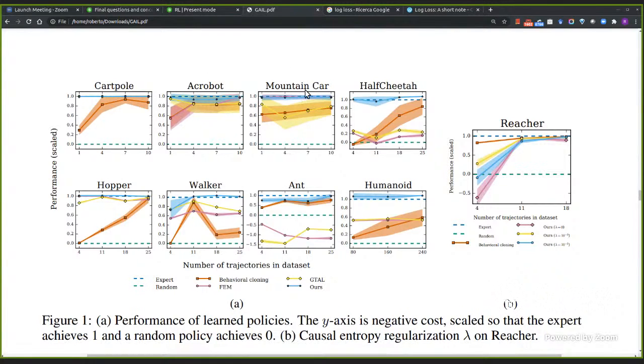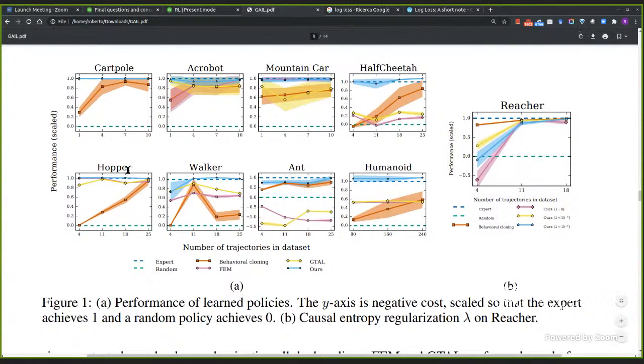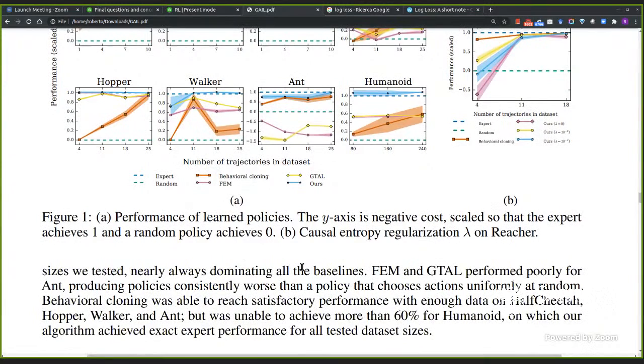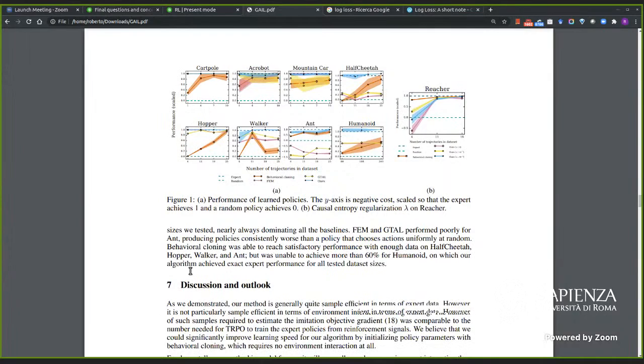Basically, for cartpole, acrobot, and mountain car, they can do that from the very beginning with one trajectory. Similar for half cheetah, which requires four trajectories. Also Hopper, Walker, and humanoid, these are the most complex ones. These are the simple ones. This means that the sample complexity required by this algorithm is very limited.